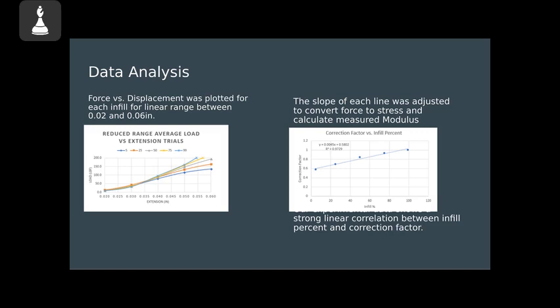We then compared that modulus to the modulus of the 99% infill case to give us a correction factor, which is essentially a fraction of the modulus based on the infill. You can see on the right that it had a very strong linear relationship with a very high R squared value that we can feel pretty confident about.